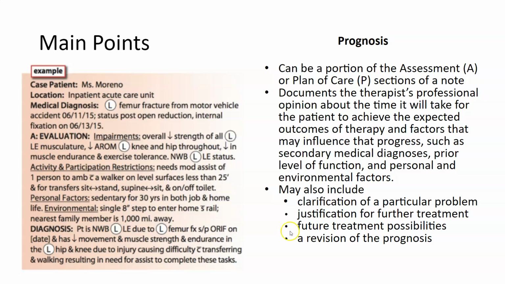All right, so you can see in here some of this and how, depending on where it's located, will be what's included, right? Future treatment possibilities are much more likely to be included if it's the first part of a plan of care, right? Whereas the justification for further treatment is much more part of the assessment.